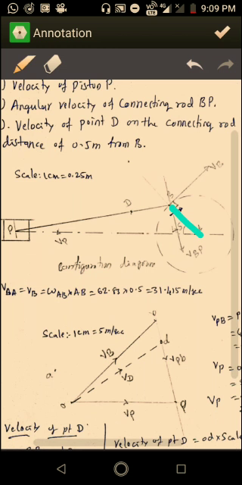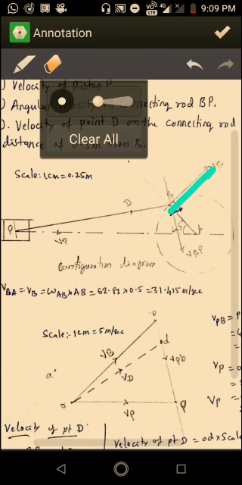So AB is here. When this is moving in a clockwise direction, perpendicular to AB is this one. So this is the velocity of point B, that is moving perpendicular to AB. Note this down first. So this is the velocity of point B.